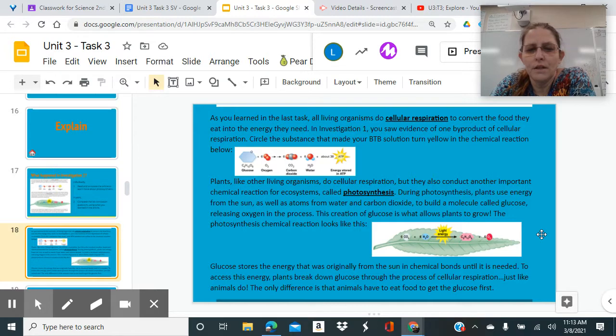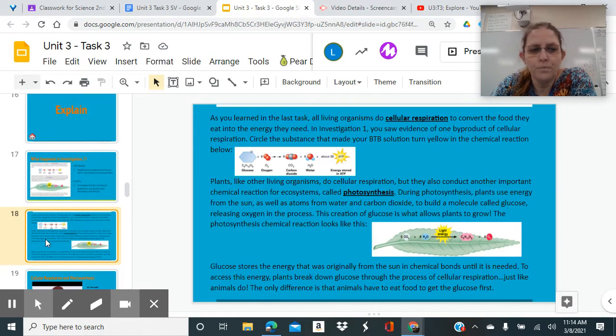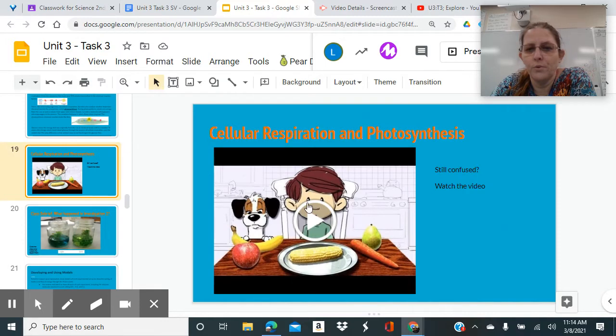Glucose stores the energy that was originally from the sun in chemical bonds until it is needed. To access the energy, plants break down glucose through the process of cellular respiration, just like animals do. The only difference is the animals had to eat the food to get the glucose first, but the plants already have it. So let's watch a real quick video.